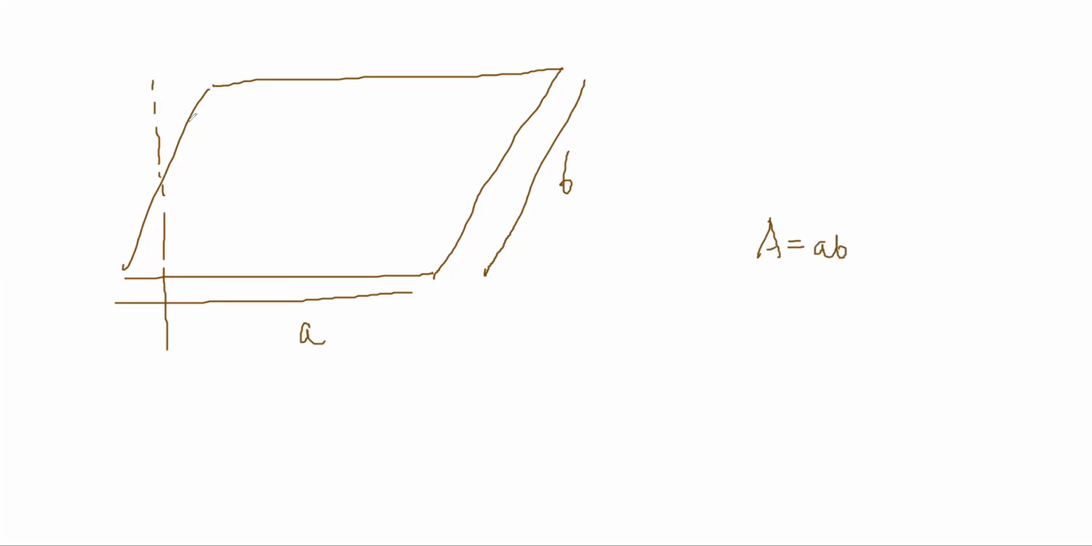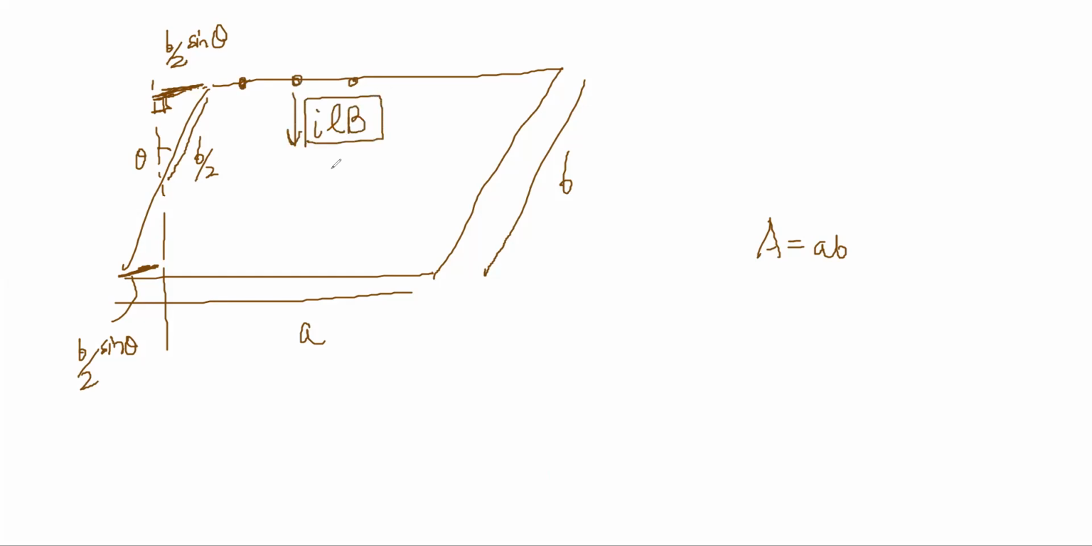And so this length is basically B by 2 and this angle is theta. So this perpendicular distance, right? Perpendicular distance will be B by 2 sine theta. And similarly, this perpendicular distance will also be B by 2 sine theta, right? And every point of this loop faces a force, say ILB, right? And L is A. Length of this whole thing is A, right?